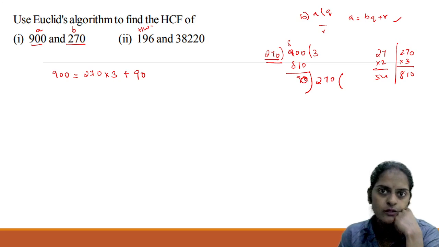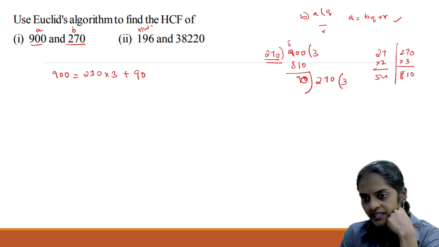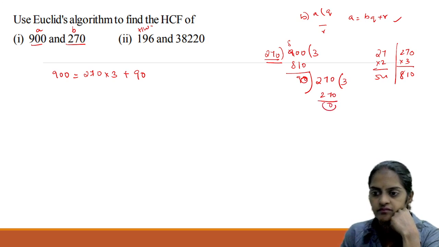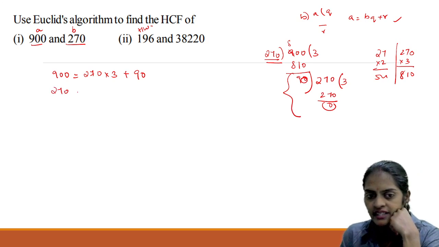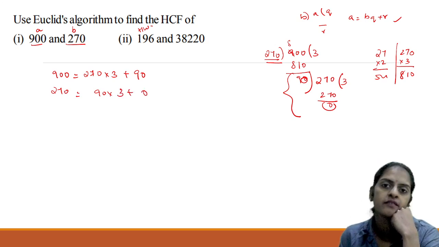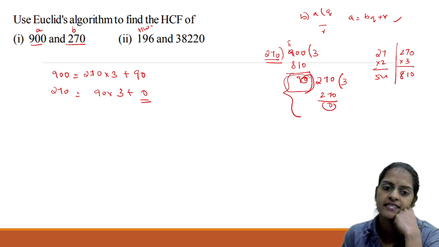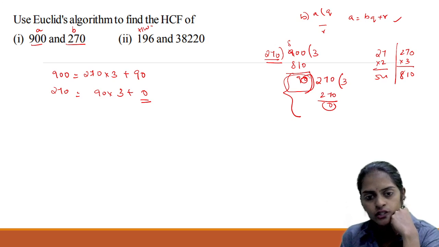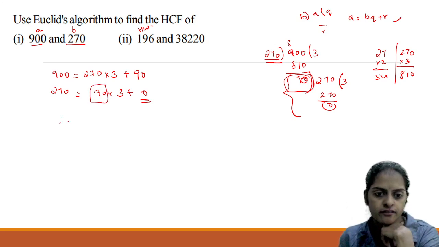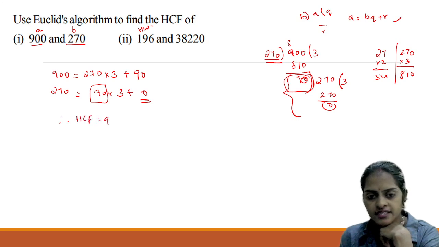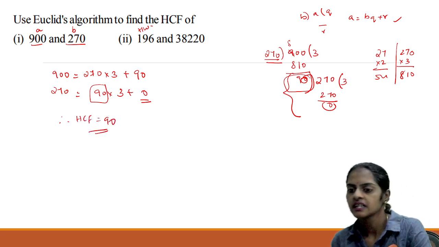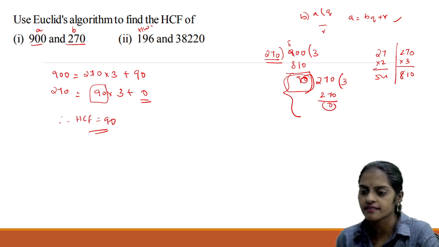And we know 9 3s are 27, so 9 3s are 270. So this part of the division, how can we write? Dividend is equal to divisor into quotient plus remainder. Whenever the remainder is 0, who is the HCF here? 90 is the HCF. So whenever the remainder is 0, you will take the divisor as the HCF. So therefore, HCF is 90. Clear? Any doubt in this?